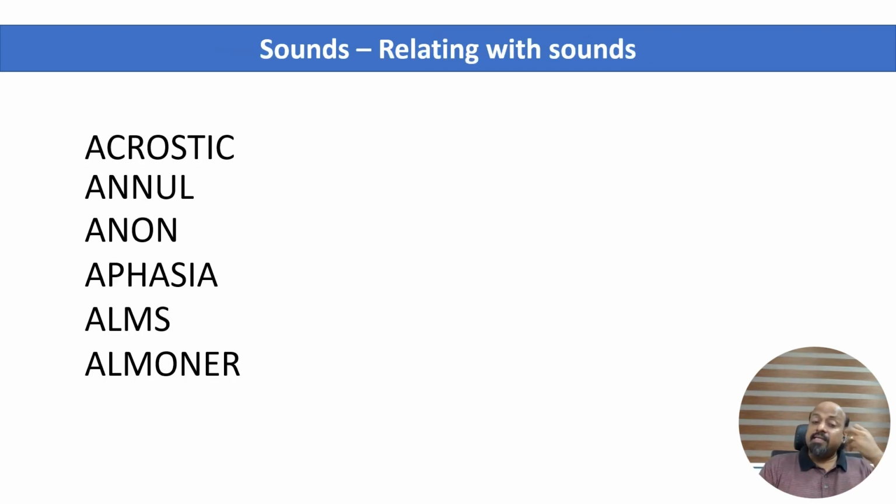And another thing is relating with sound. Acrostic. You pronounce it multiple times, acrostic, cross, crossword, right? So acrostic is about giving a crossword. Anon, anonymous. Aphasia. So it's face. So something related to face. You talk, and it is something to do with talking problems. So people with some trouble with talking, speaking disabilities. That's aphasia. And you have arms, giving an arm, giving support. You connect arms, right?